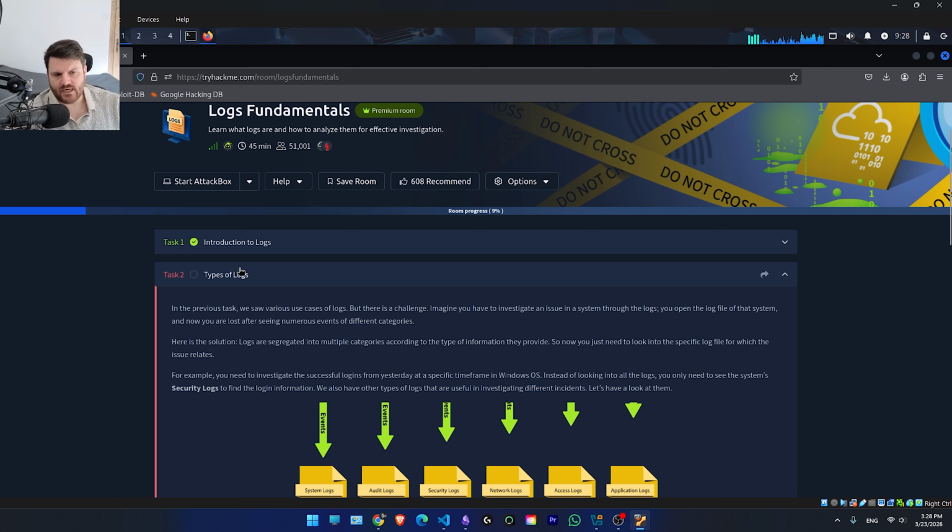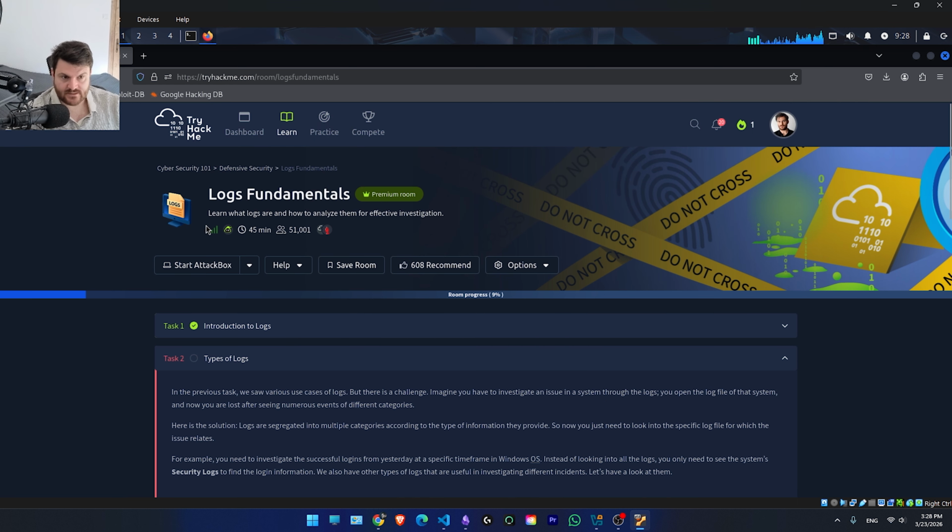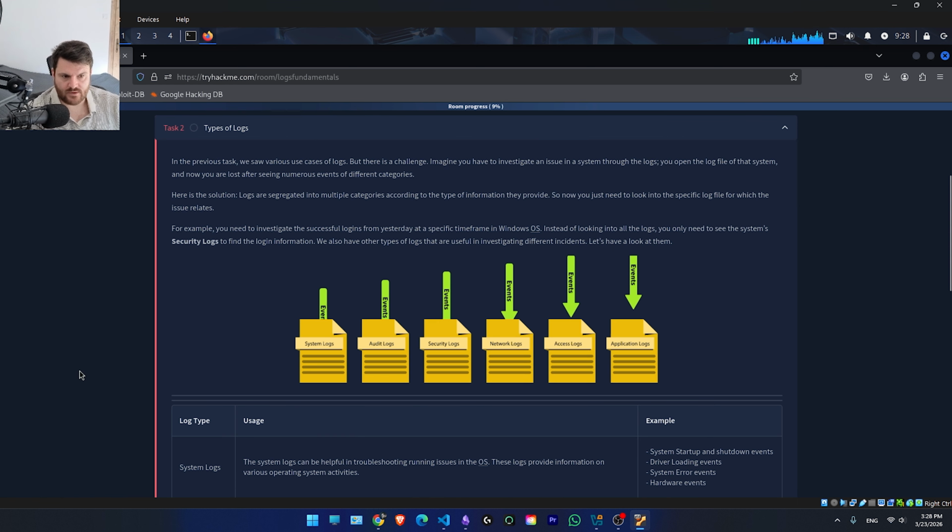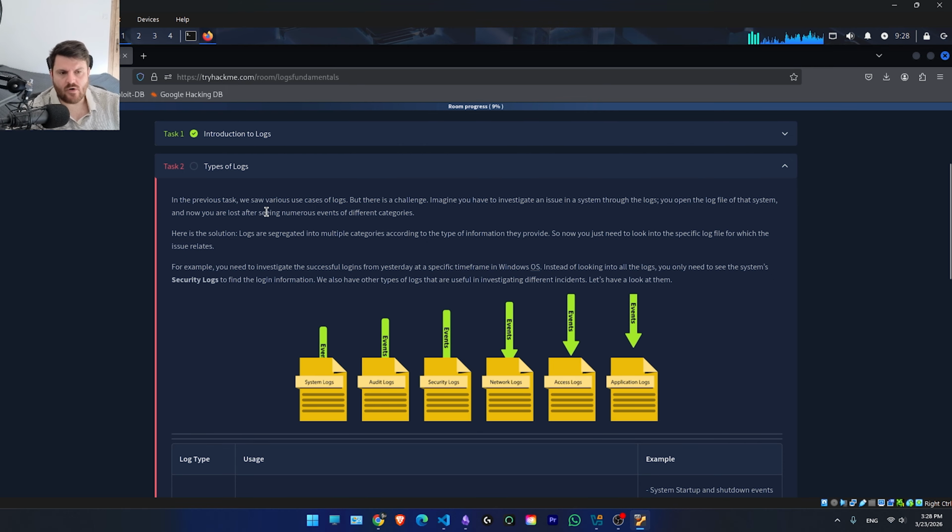Task number 2, types of logs, is part of the logs fundamentals room inside the cybersecurity 101 learning path. In the previous task, we saw various cases of logs, but there is a challenge. Imagine you have to investigate an issue in a system through the logs. You open the log file of that system, and now you are lost after seeing numerous events of different categories.